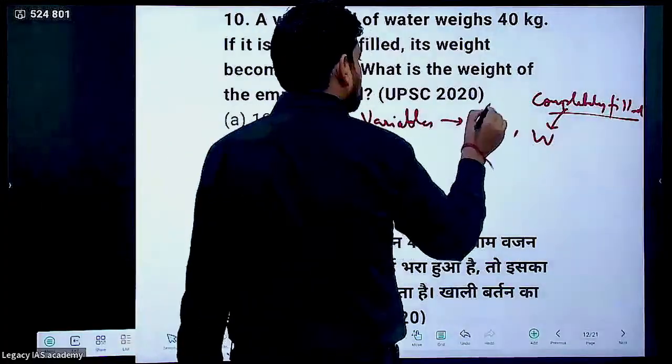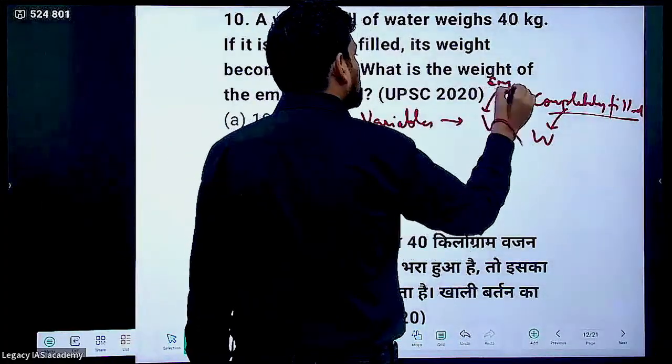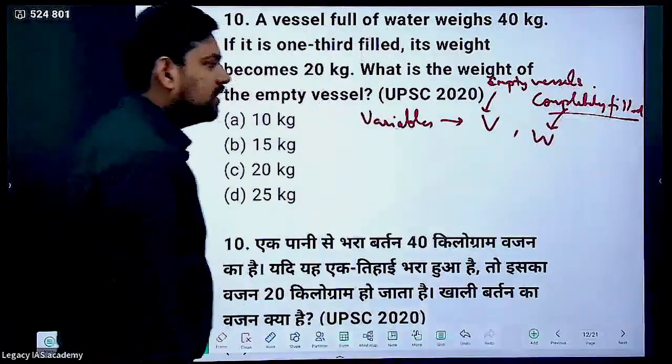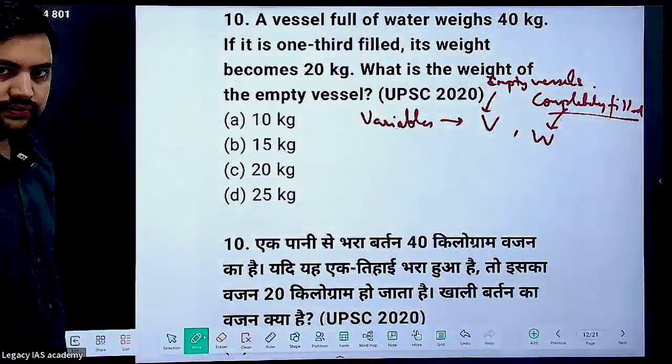This is the empty vessel. These are your two variables. Then try to write the two equations.